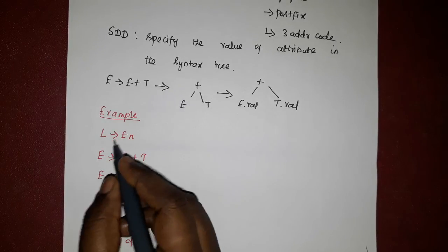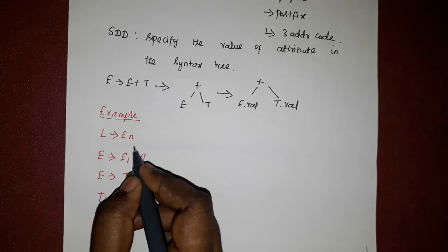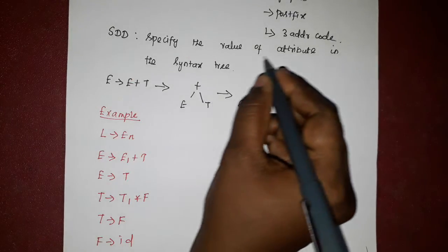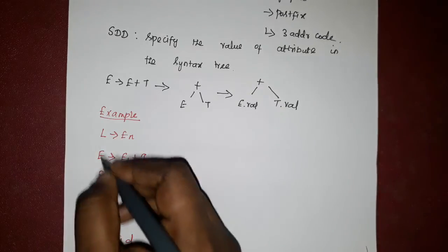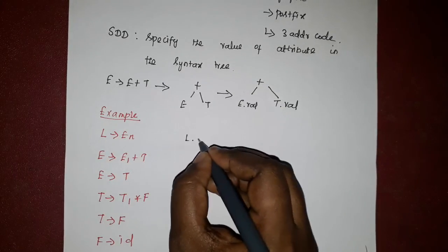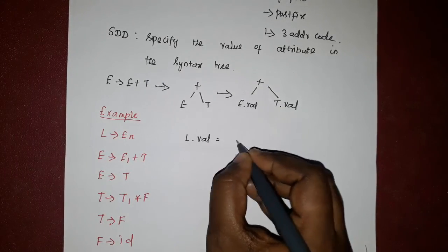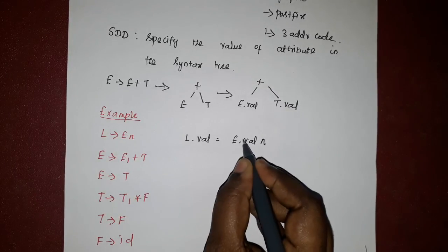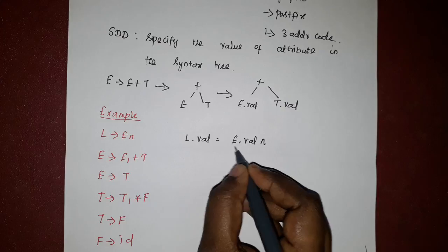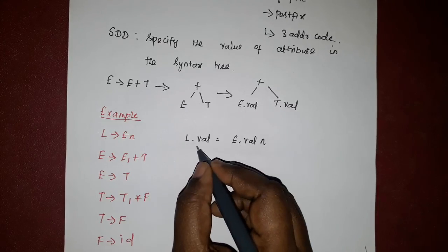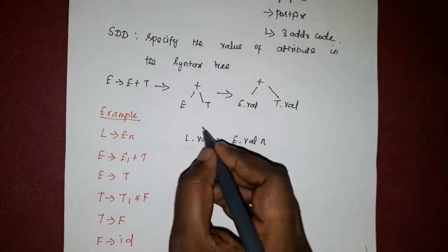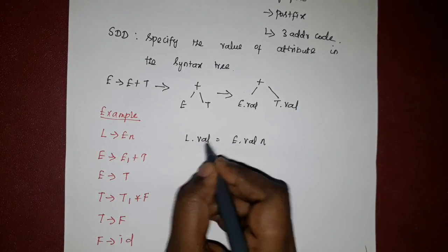So the first expression is capital L tends to capital E and N. N is nothing but any numeric value. So here we specify the value of attribute in the expression. The left side value is L dot value is equal to E dot value and N. So here the attribute E value is directly stored in the attribute L. So I am going to specify the value, stored in dot value.